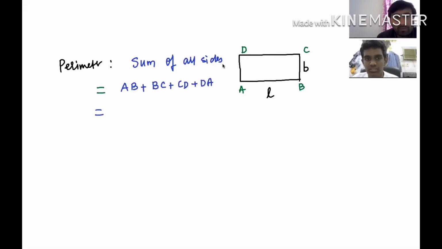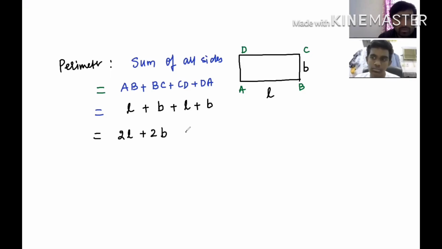The value of the side AB is L. The value of the side BC is B. The value of CD will be L and the value of DA will be B. Now that will be 2L and 2B. So the perimeter is 2L plus 2B. This is the formula for the perimeter.